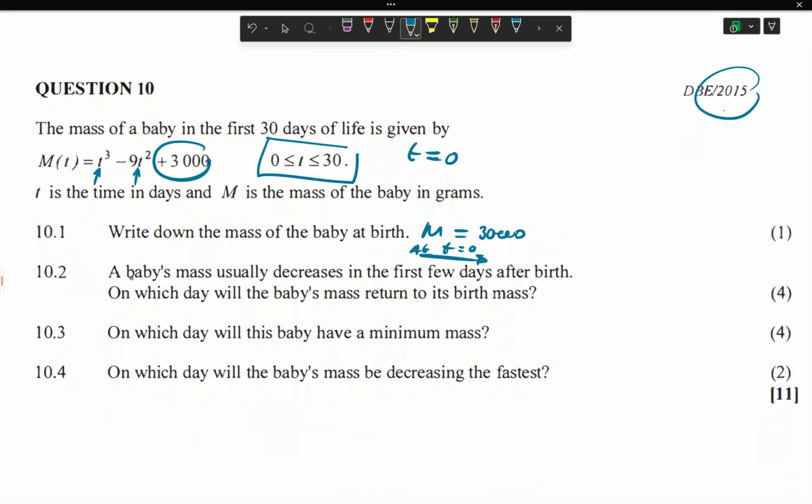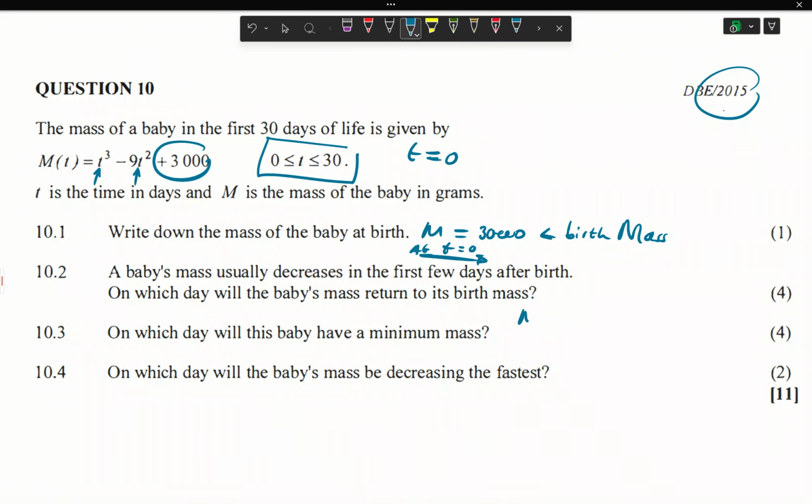So now a baby's mass usually decreases in the first few days after birth. On which day will the baby's mass return to its birth mass? This is the birth mass. Remember, guys, at time t equal to 0, this is the birth mass. We haven't counted. That's the birth mass there. So now they say on which day will the baby's mass return to its birth mass.